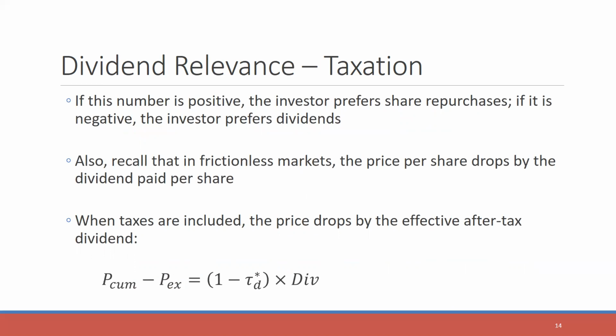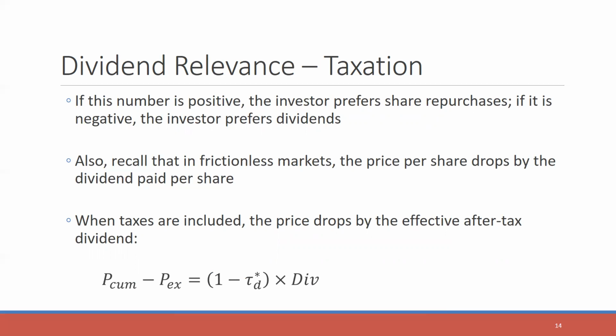Also recall that in frictionless markets, the price per share drops by the dividend per share. And we saw that and worked those examples. When taxes are included, the price drops by the effective after-tax dividend. So we've got the price cum dividend minus the price ex dividend, which is going to equal (1 minus tau star D), 1 minus the effective dividend tax rate, multiplied by the dividend.